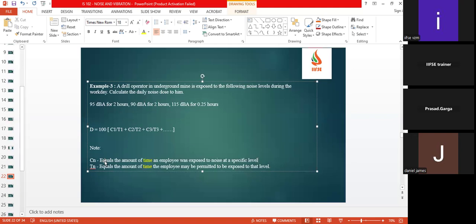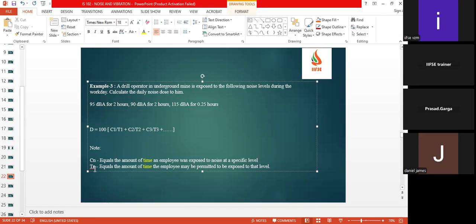an employee was exposed to a noise at a specific level. This is the noise level he was exposed to for 2 hours. Don't think, sir, at the top you mentioned C1, T1, C2, T2, but here at the bottom you are explaining CN and TN. TN means it is infinity.